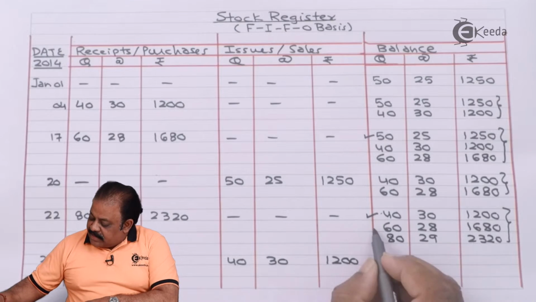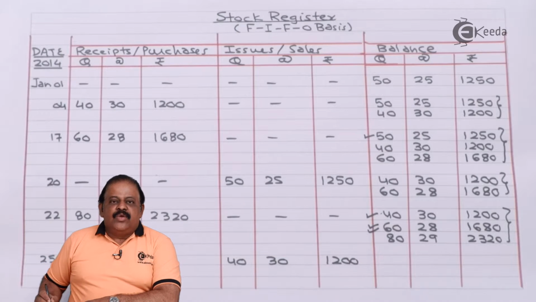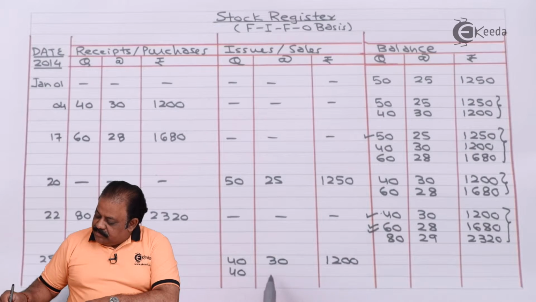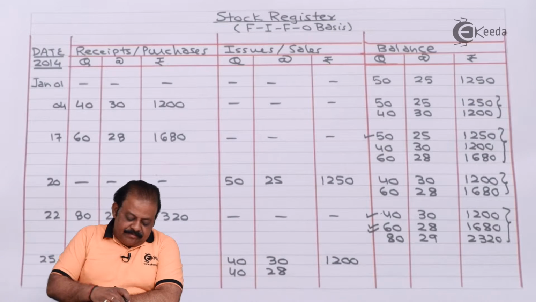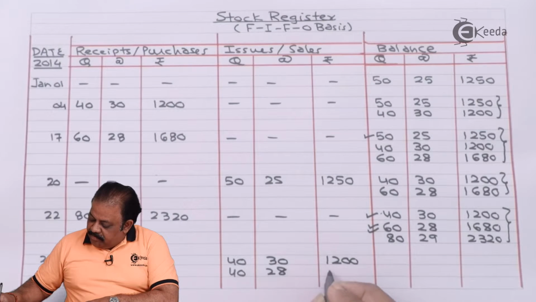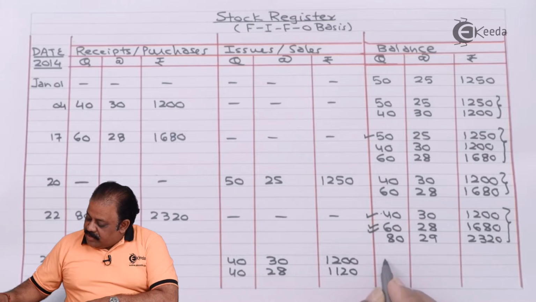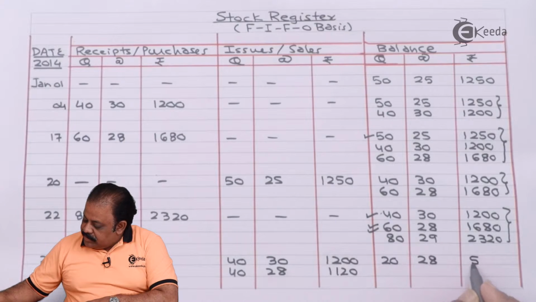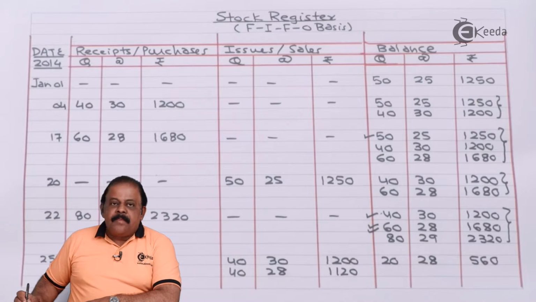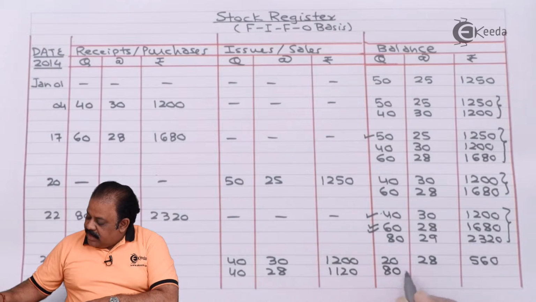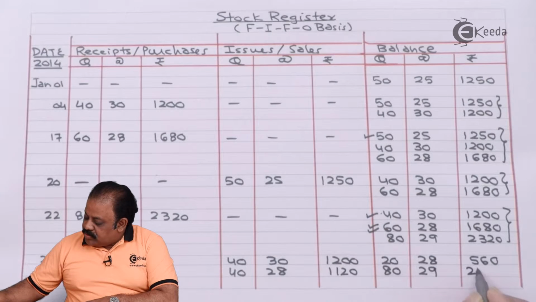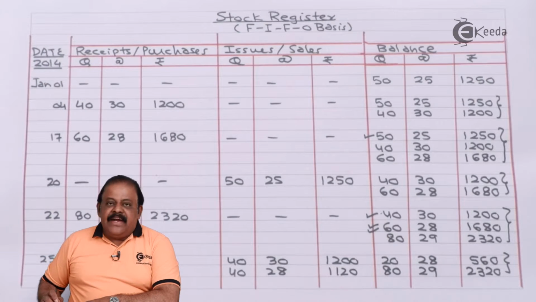40 more units will be selected from the next stock, that is 60 units. 40 units at the rate of 28. So it will be 1120. Now out of these 60 units, we have issued 40 units. So balance units are 20. Rate is 28. It will be 560. Next 80 units at the rate of 29, 2320. So we have now two stocks, 20 units and 80 units.